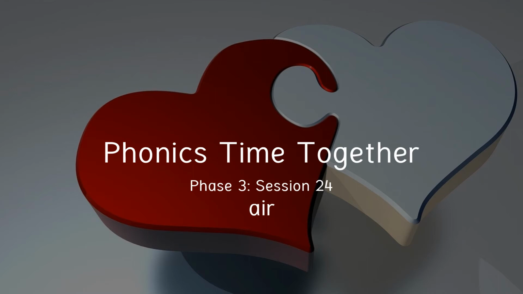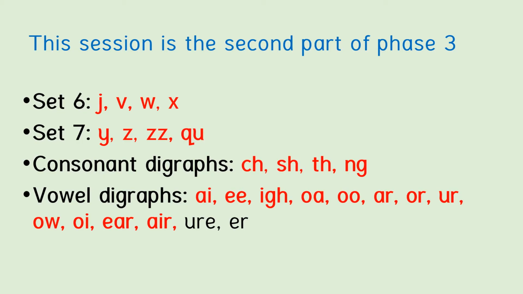This is session 24 at phase 3 and we're looking at the AIR grapheme today, and there's obviously only 3 vowel digraphs left to go, and this is one of them, so we'll work our way through it. We've covered so much ground together, which is absolutely fantastic, and after this video there's only two more phase 3 to cover and then we're done.